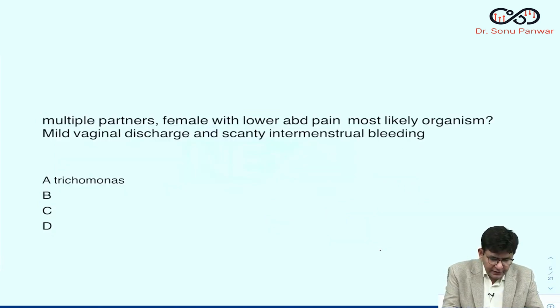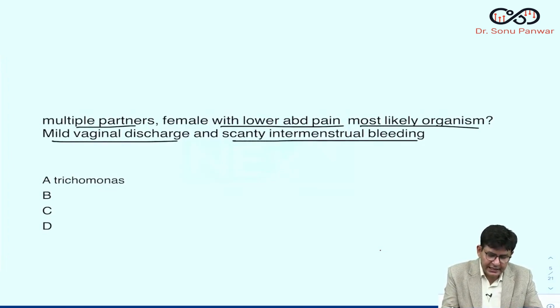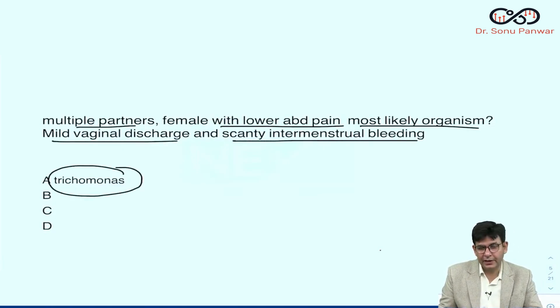Fine. There was a question regarding multiple partners, a female with lower abdominal pain, and the most likely organism, with mild vaginal discharge and scanty intermenstrual bleeding. One of the options was regarding trichomonas. You can complete this one, exactly what was there.